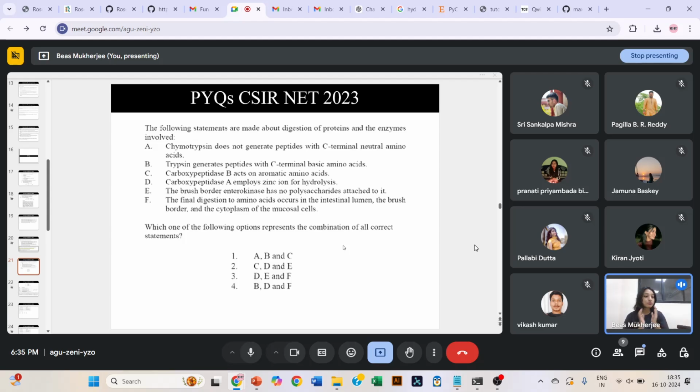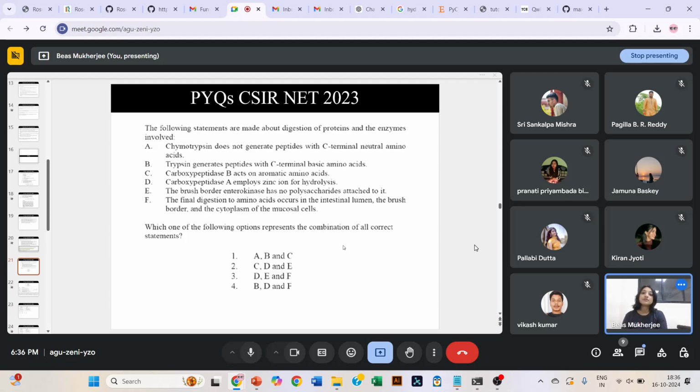So that's what, if you know one topic properly, and if it is an important topic, you can expect minimum 2 questions from that topic. And this is from section C, so it carries a lot of marks. Okay, so if it is correct, you score a lot of marks already. Okay, now see, the following statements are made about digestion of proteins and enzymes involved. So option A is chymotrypsin does not generate peptides with the C-terminal neutral amino acids. If you remember chymotrypsin, you will be able to answer this. Trypsin generates peptides with C-terminal basic amino acids.